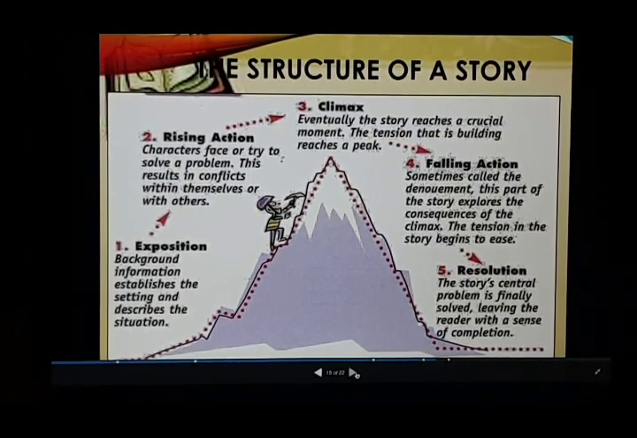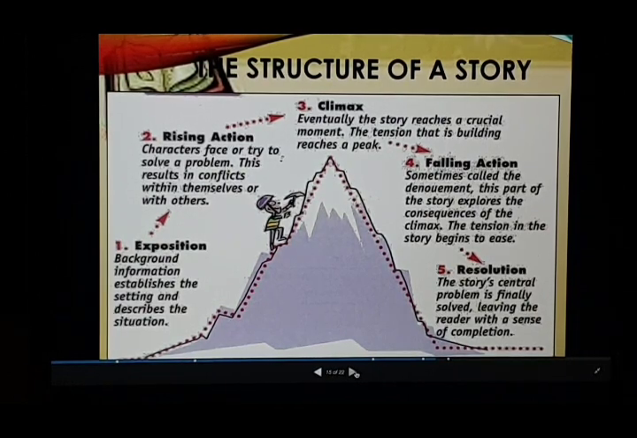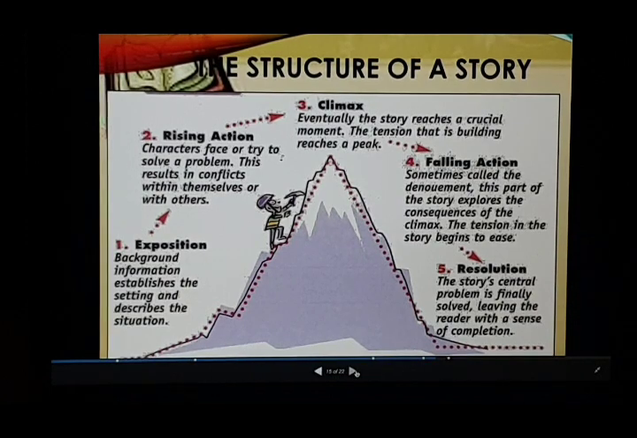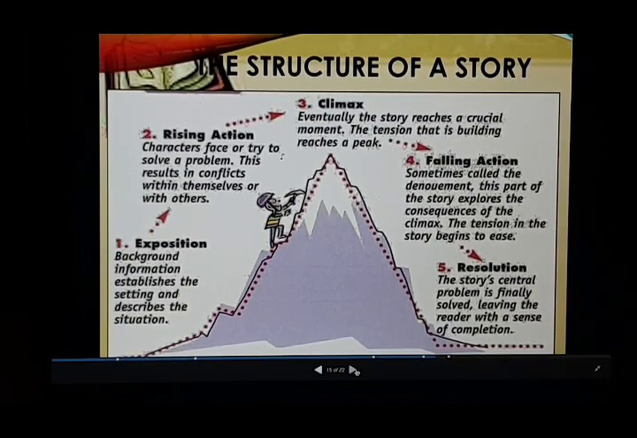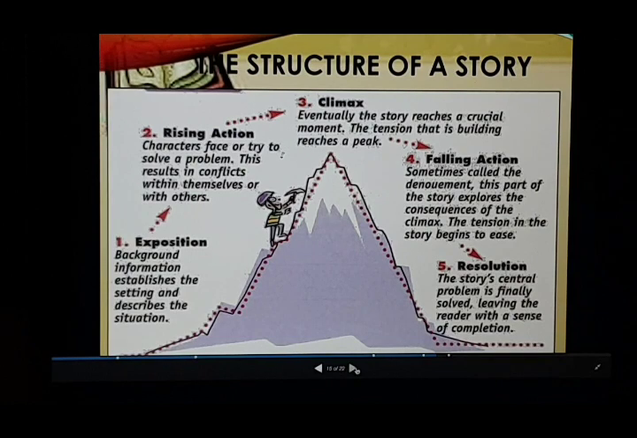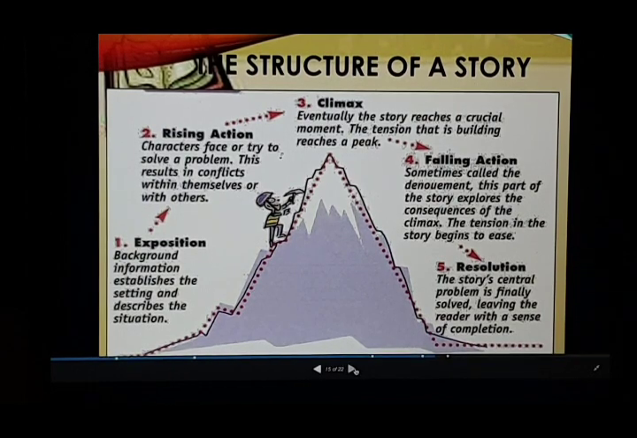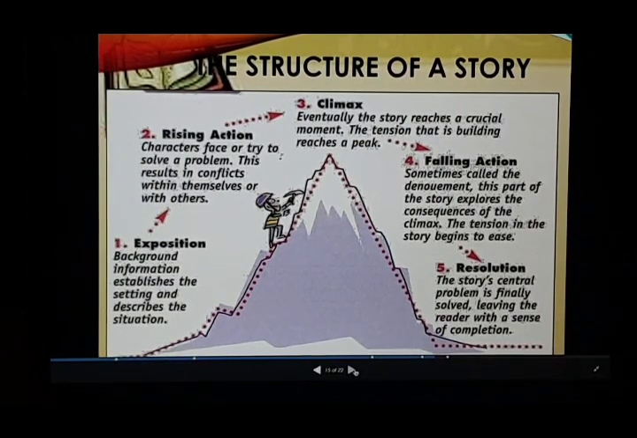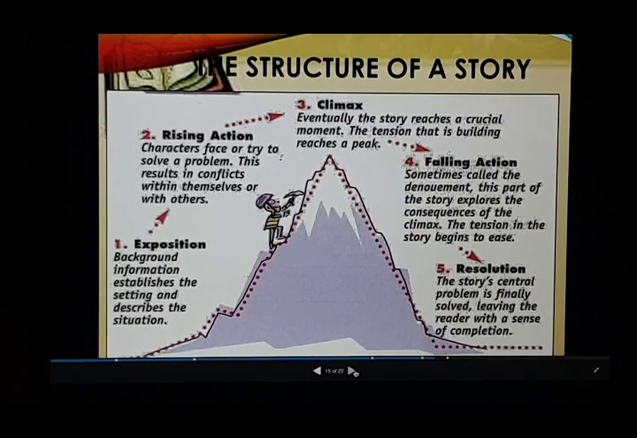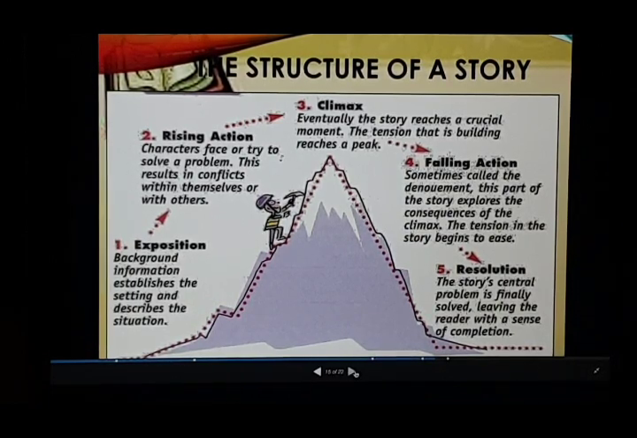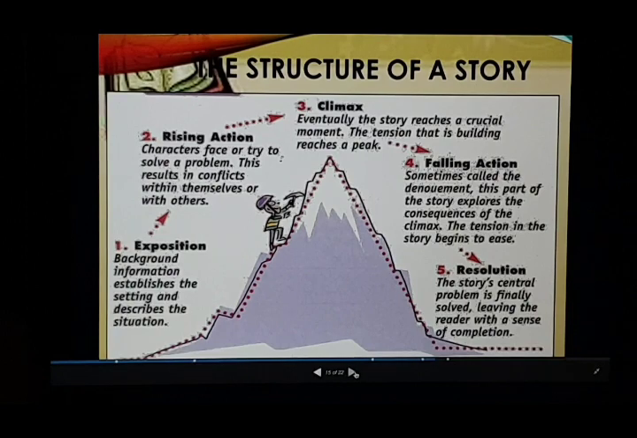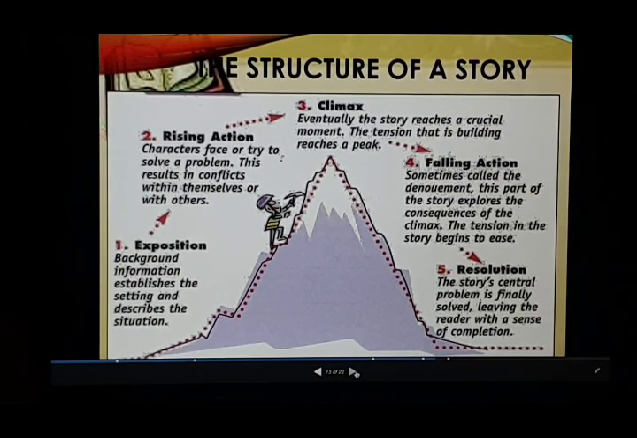And then when the climax is revealed, the characters start to take action. That is when the falling action begins. And last is the resolution, when they reach the solution, when they solve that climax, when the climax is ended. That is how this structure of the climax is woven in the story. That is how it revolves around the whole plot of the story.